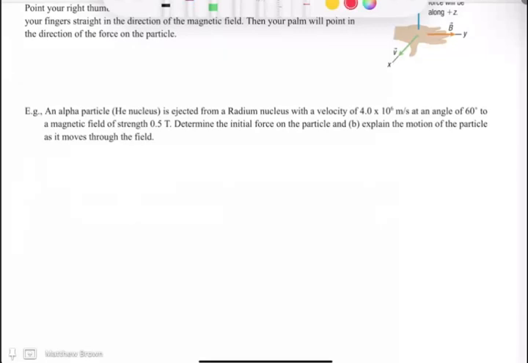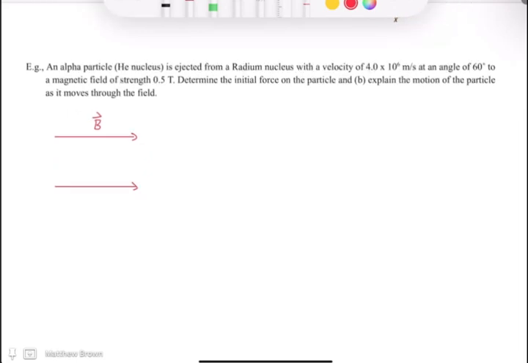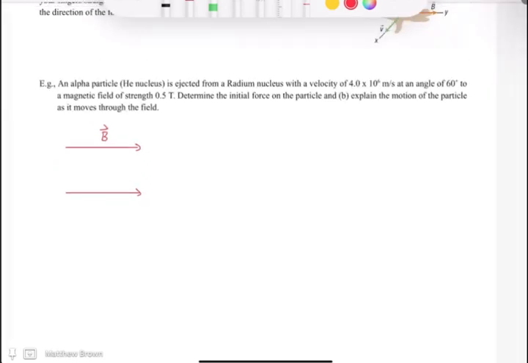Well, let me try to draw. I'll go this direction. Hopefully that works. So let's say this represents my magnetic field. And I think I can do this just on the page more or less. I've got this particle is moving, and it's got some velocity. Let's just say it's directly down.